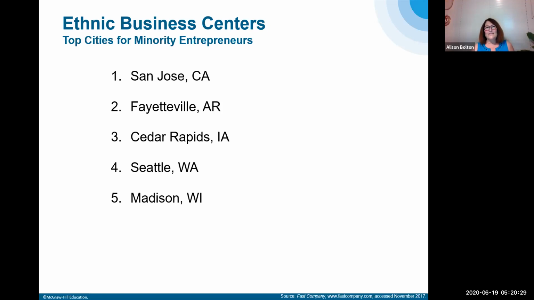Madison, Wisconsin, it's also an interior city and state, but isn't it off a waterway? Think about these things. Fayetteville, Arkansas, is it near the water? Cedar Rapids. And this is interesting because usually what happens is that more minorities come to areas where they get off ships, trains, and they just stay. They don't know where else to go yet because they are very new to the area, and they just land where they get off. But these are the top ethnic business centers for minority entrepreneurs.